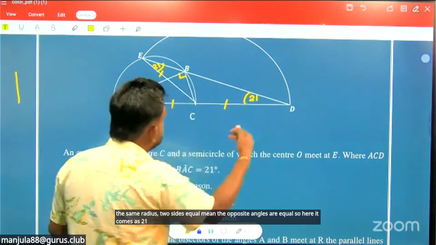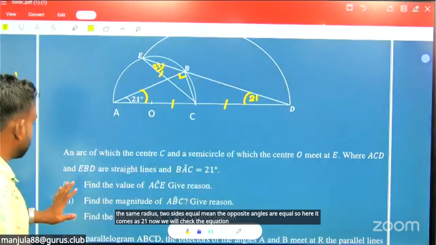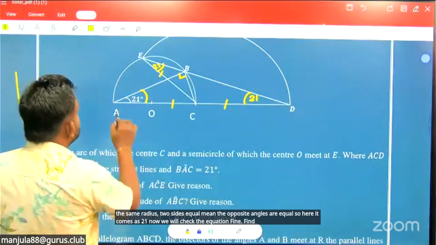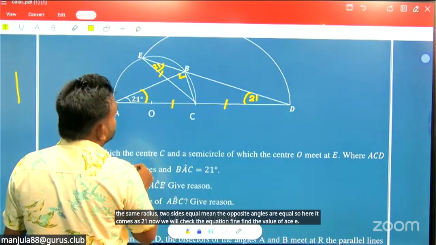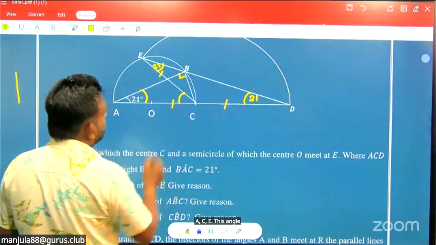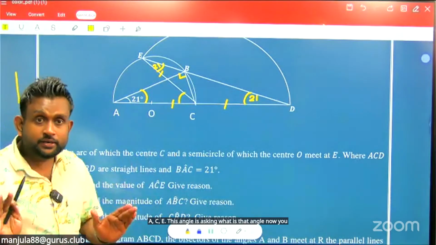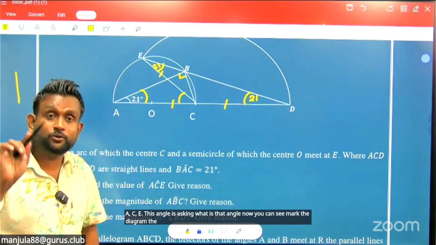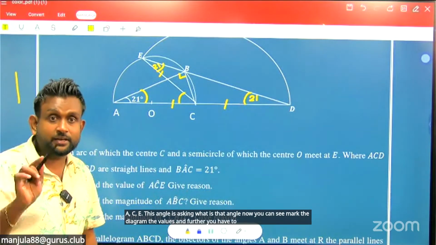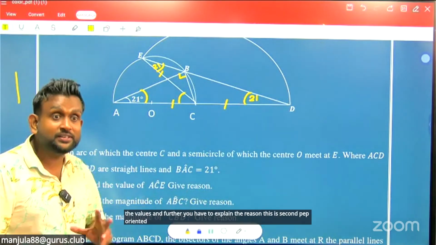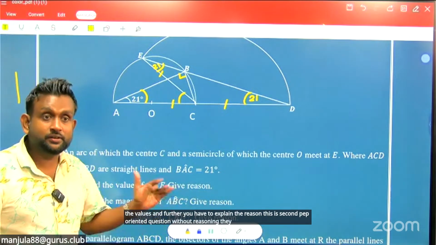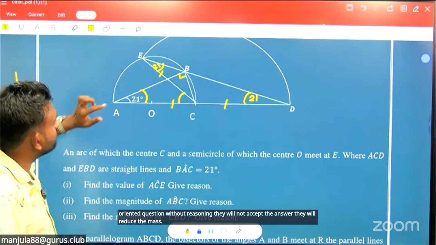Now we will check the question. Find the value of ACE. This angle is asking what that angle is. Now you can see, mark the diagram, the values, and further you have to explain the reason. This is a second paper oriented question. Without reasoning, they will not accept the answer. They will reduce the marks. Okay, this is how you write it.